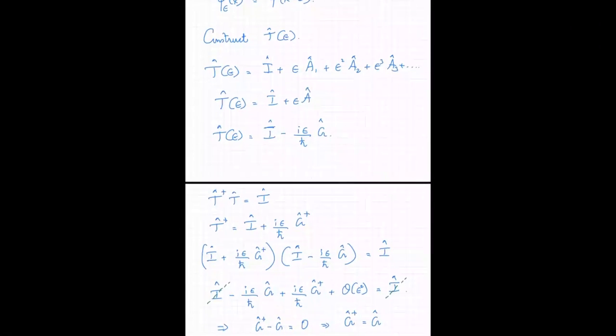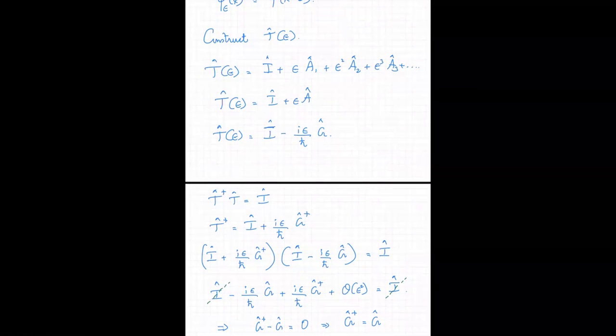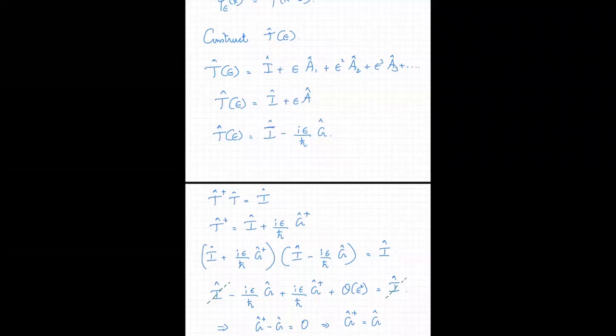We wrote T as 1 plus i epsilon over h bar times G. And this G is a very, very important object in quantum mechanics. G is called the generator. In this case, we are generating translations, so G is a generator of translations. And we later found out that this generator is nothing but the momentum operator. If we demand T to be a unitary operator, we necessarily have that G is a Hermitian operator. Okay, so this is very important to understand.